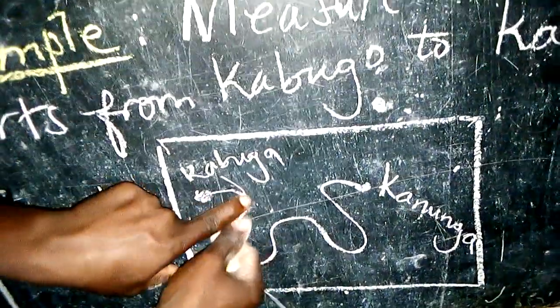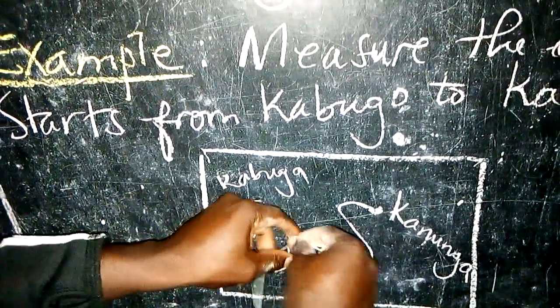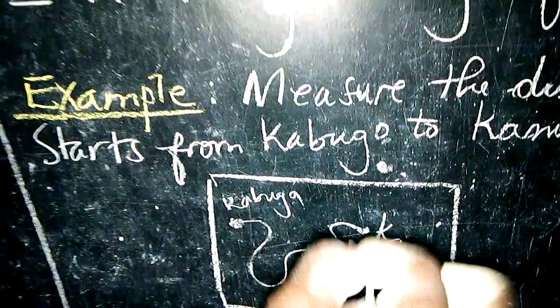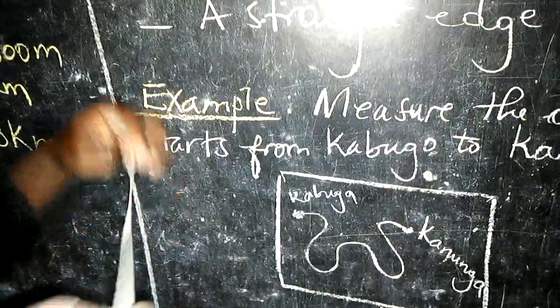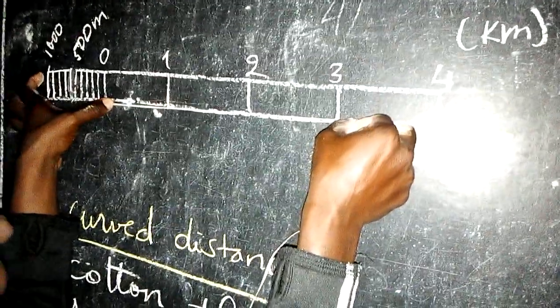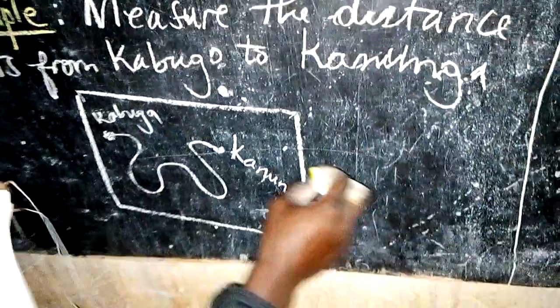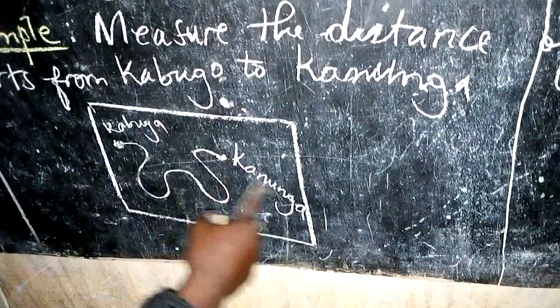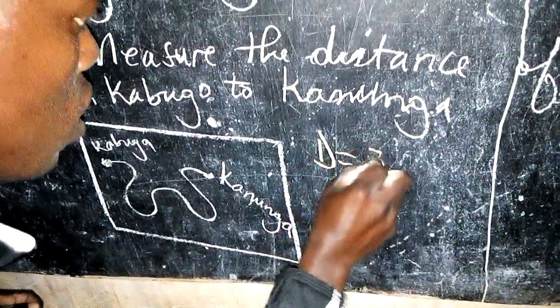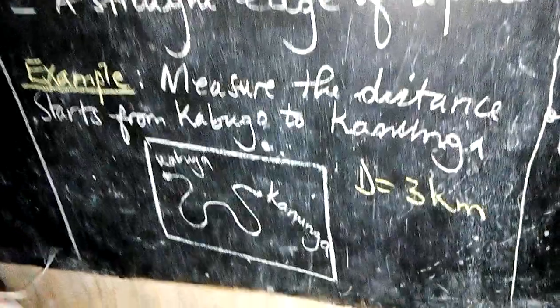You do it like this, and like this, until you finish. What is measured, you make it a straight one, like this, and you bring it to the linear scale, starting from 0 and going to the numbers of kilometers. We have 3 kilometers from here to this one. It means the distance from the road of Kabuga to the road of Kanunga is equal to 3 kilometers. So that is how to determine the distance of a curved line by using a cotton thread.